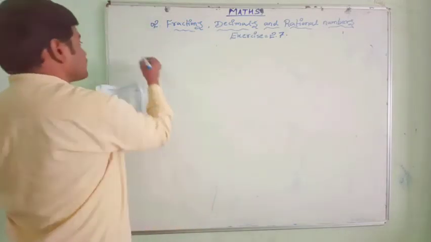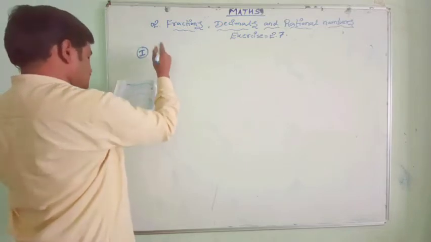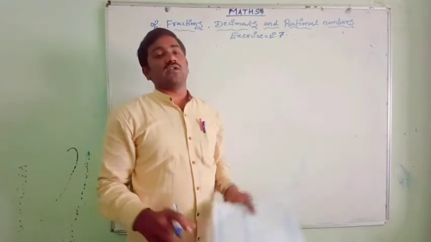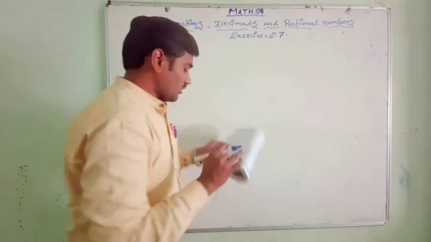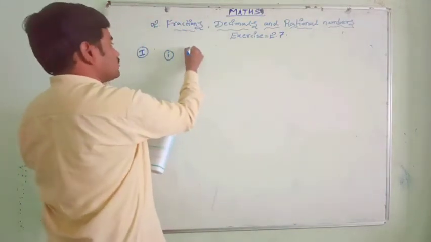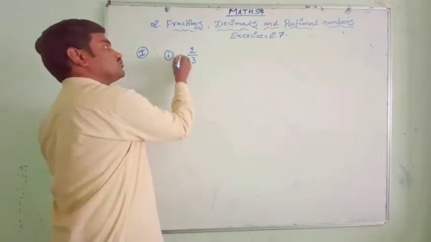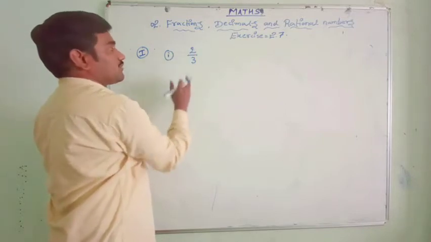Okay, here the first question in 2.7: write any three equivalent rational numbers of each of the following. Equivalent rational numbers are nothing but equivalent fractions. So I will tell you the first one. Any three equivalent rational numbers. The first one is given, 2 by 3. It is a positive rational number. Minus 2 by 3 is a negative rational number. Plus 2 by 3 is a positive rational number.